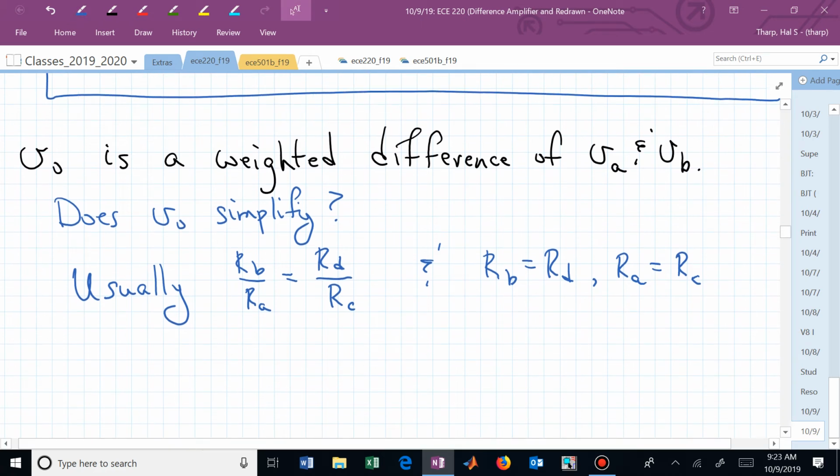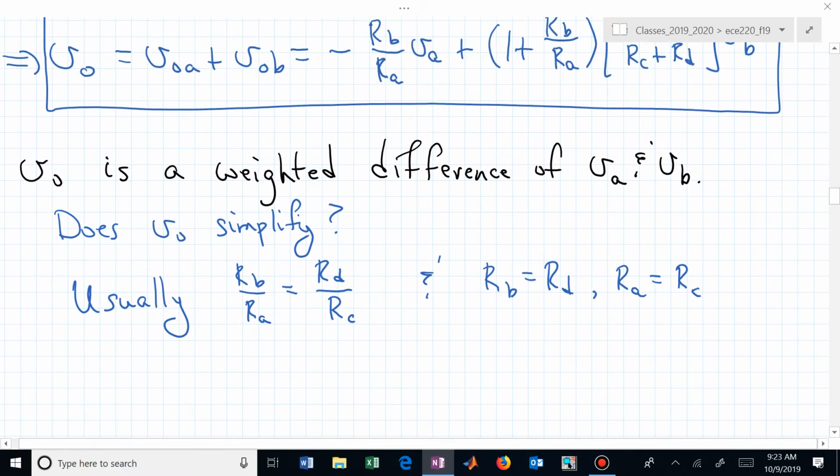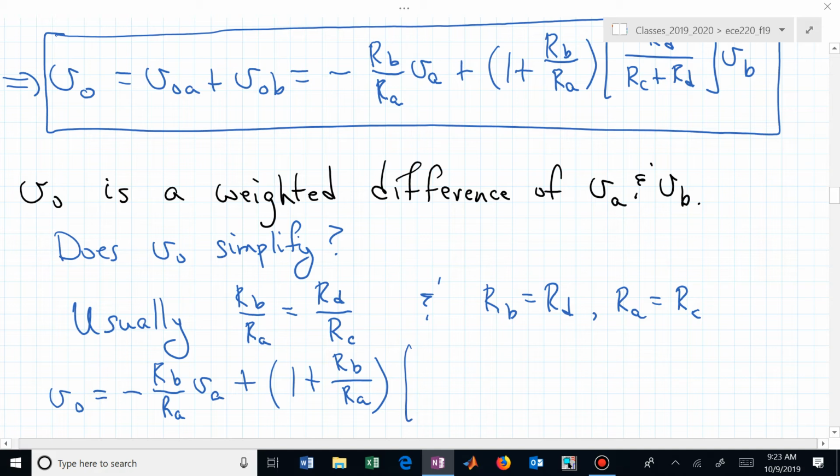If we let R sub B equal R sub D and R sub A equal R sub C, then we can clean this relationship up. V sub O is now minus R sub B over R sub A, V sub A, plus 1 plus R sub B over R sub A. We haven't done anything yet, but now let's, in the denominator of that second term, go ahead and factor out R sub C.